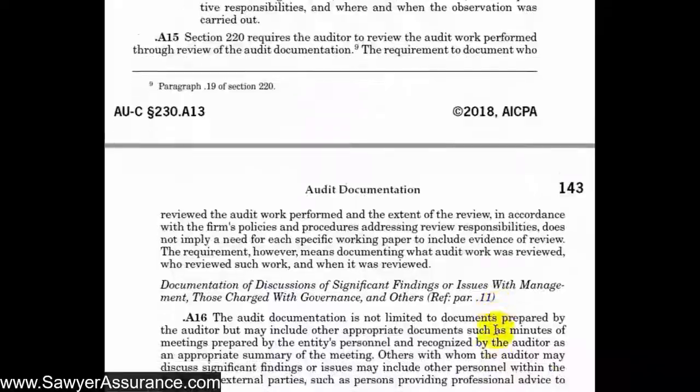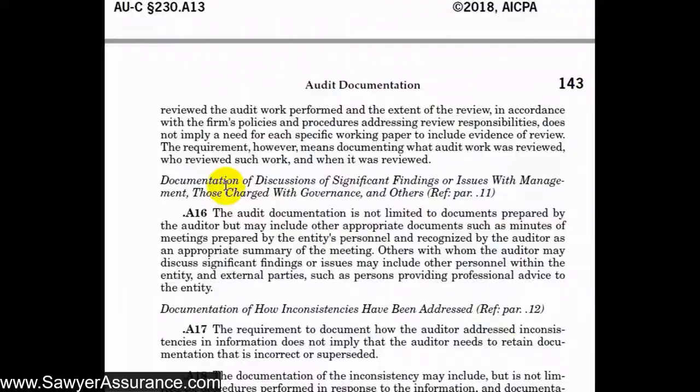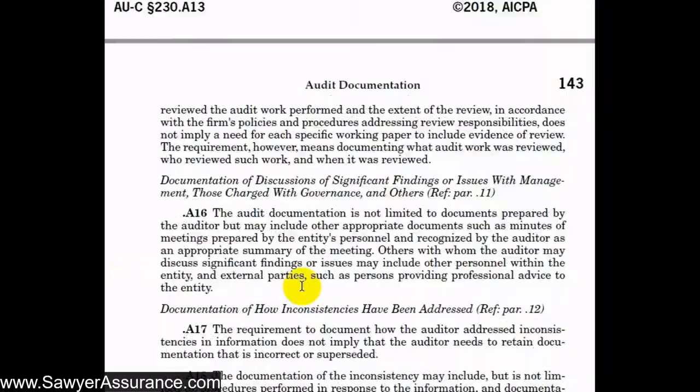So next, we remember, as part of the requirements in this video, we're supposed to document our discussion of significant findings with management and those charged with governance. So for this part, they want to make it clear that the audit documentation doesn't necessarily only have to be documents that we prepared. It can also be documents prepared by the entity. For instance, they give an example of minutes of the board of director meetings, which might provide an appropriate summary of the meeting.